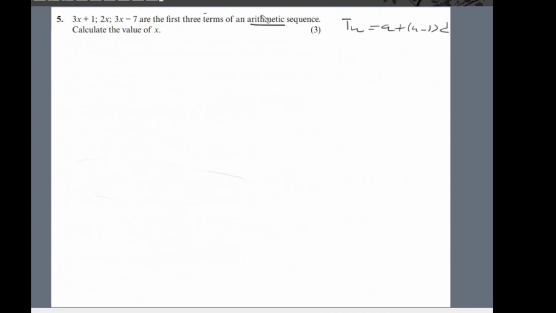So because we have an arithmetic sequence, this implies that we have a common difference, right? What does it mean to have a common difference? It means that if we take term number 2 and subtract term number 1, that should be the same as taking term number 3 and subtracting term number 2, because we have a common difference, right? So in our sequence, what is term number 2? Term number 2 in our sequence is 2x, and then we subtract term number 1, right? Term number 1 is 3x plus 1.